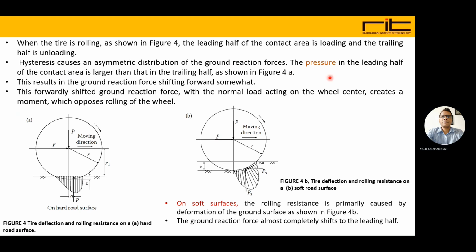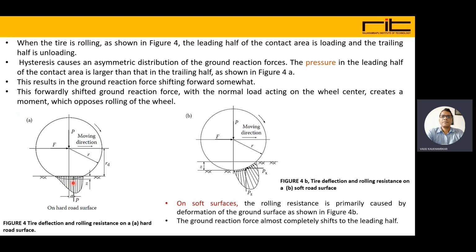So the pressure in the leading half of the contact area is larger. You can see the pressure magnitude is larger here than that of the trailing half. The portion which is just getting detached or removed because of this rolling has the lesser force, that is lesser pressure. This results in the ground reaction force shifting forward.